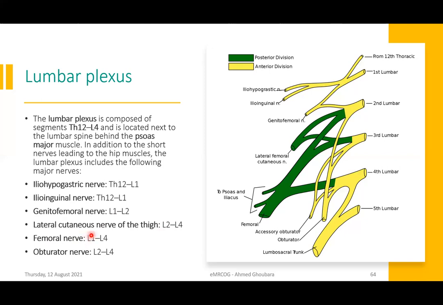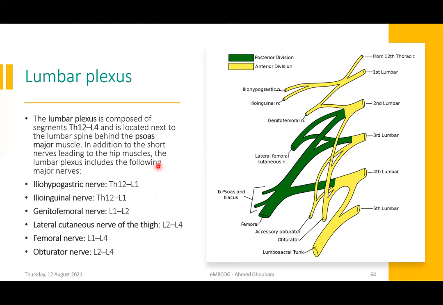Femoral nerve is a very big one, L1, L2, L3, and L4. Four roots for the femoral nerve, this green one here. Obturator nerve, L2 all the way to L4. Obturator nerve, L2, 3, and 4. So you can think of the obturator nerve as a sister to the pudendal nerve. Pudendal nerve, S2, S3, S4. Obturator nerve, L2, L3, L4, like its cousin, from the lumbar plexus.